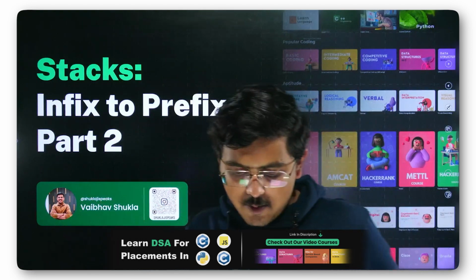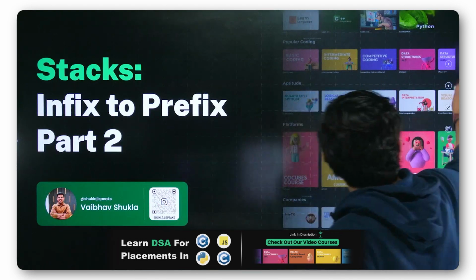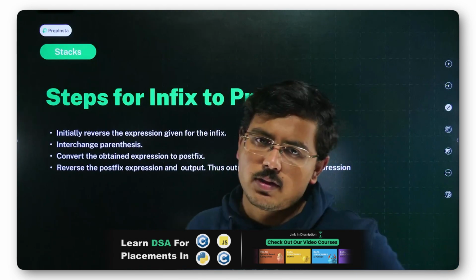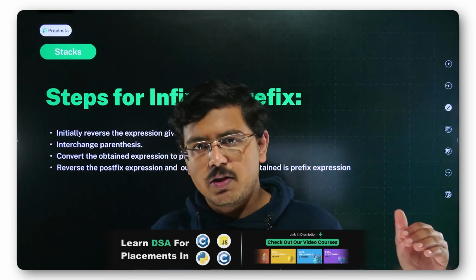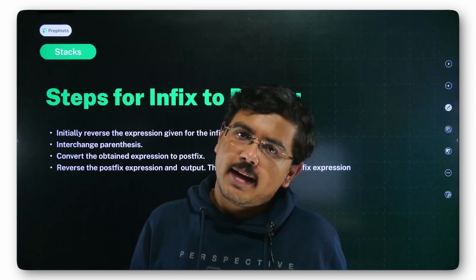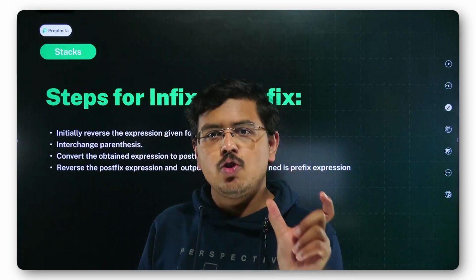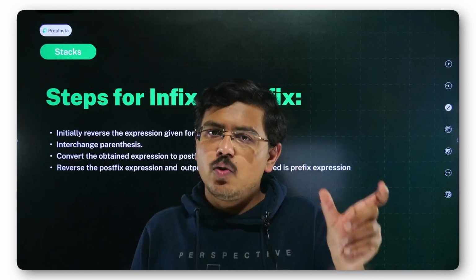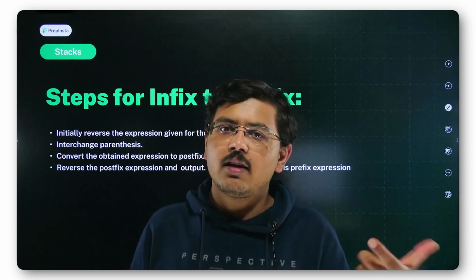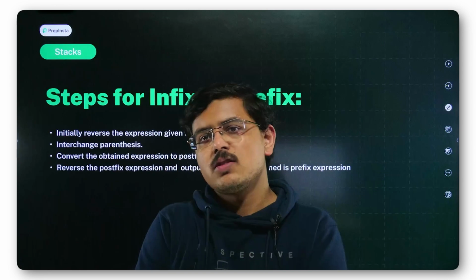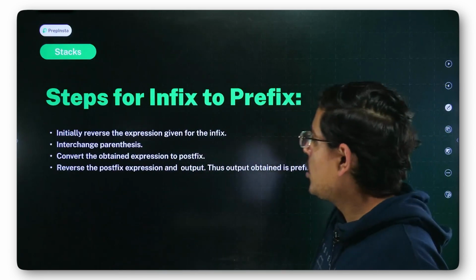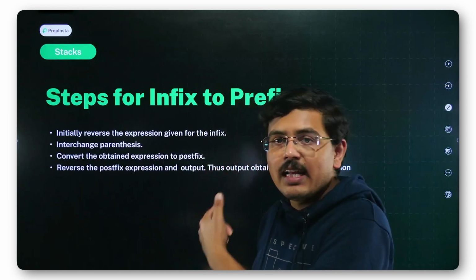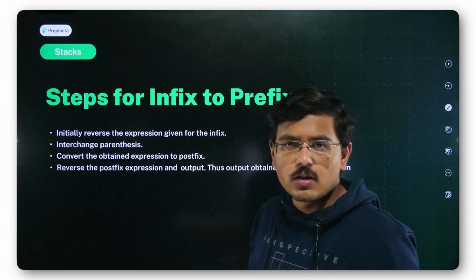Basically, a quick recap of how infix to prefix conversion happens. First, you reverse the expression, then interchange the brackets. Whatever expression you obtained by interchanging the brackets, convert it to postfix. When you get a postfix expression, reverse it and you will get the prefix expression. For the conversion to postfix, I'll be using exactly the infix to postfix conversion that we were using earlier.